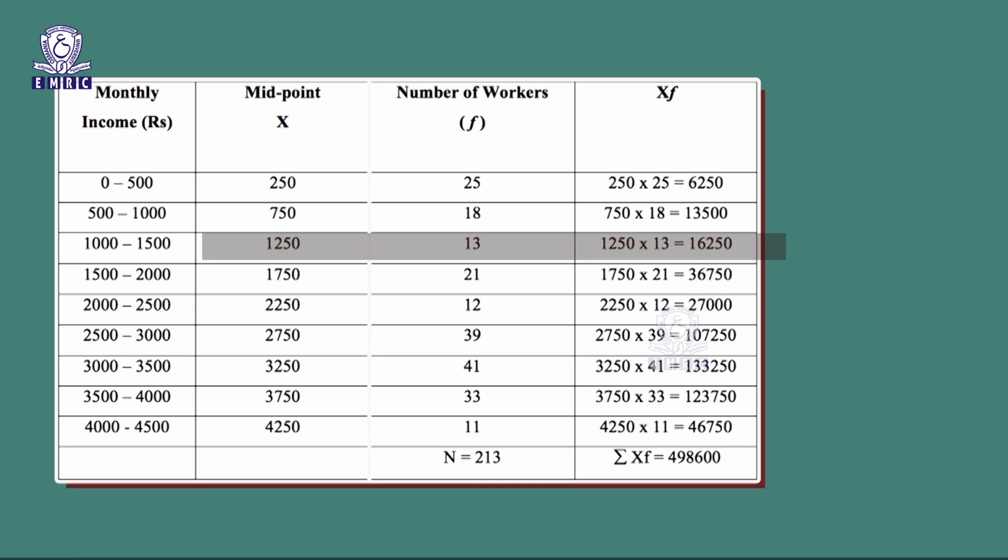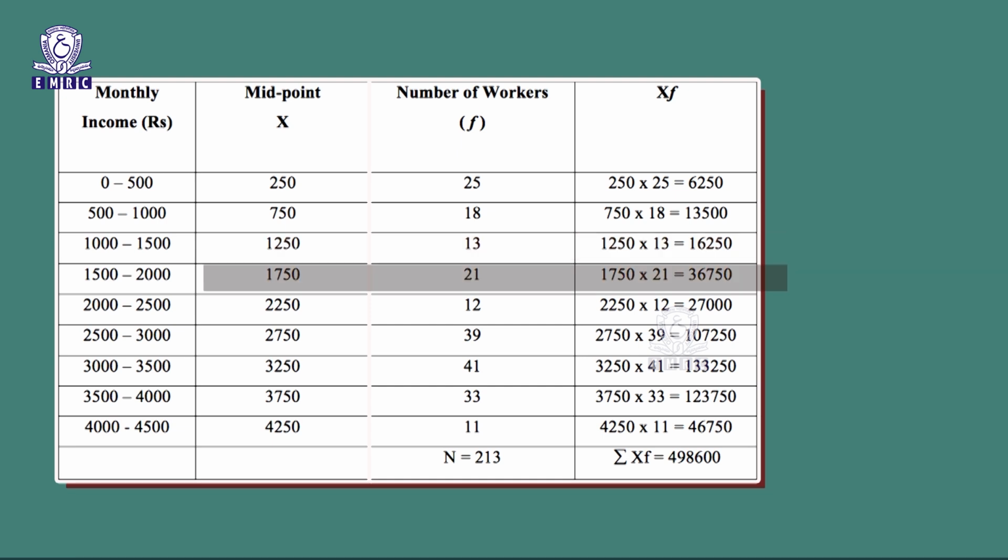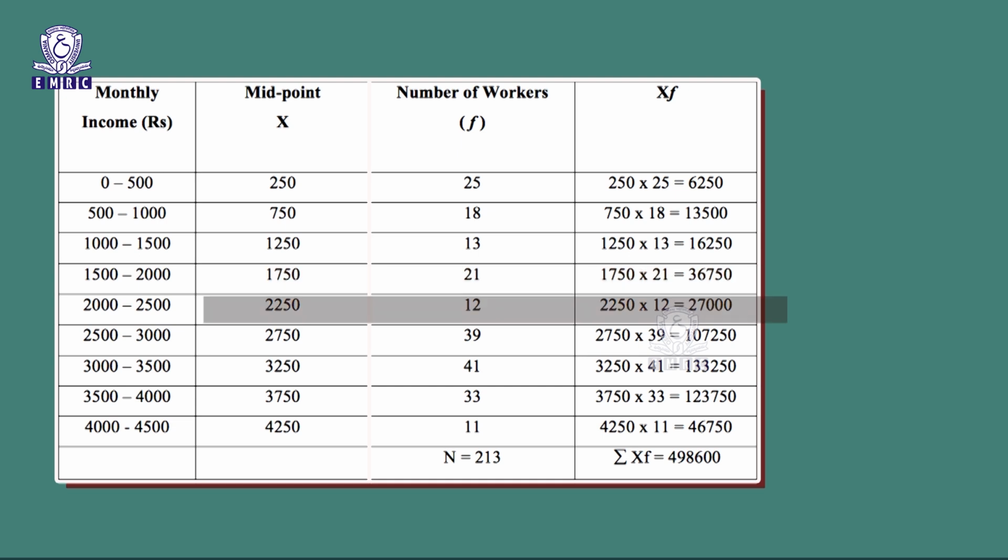1250 into 13 workers, it goes to 16,250. 1750 into 21 workers, their earnings will be 36,750. 2250 into 12 workers, their income will be 27,000.